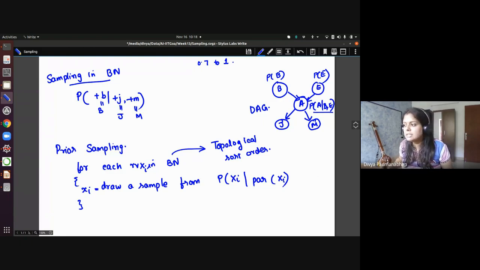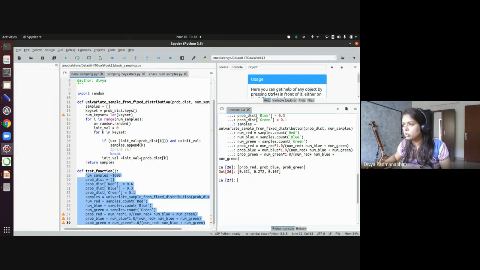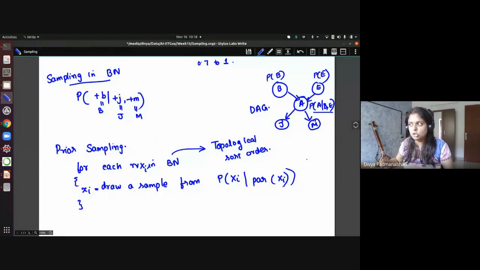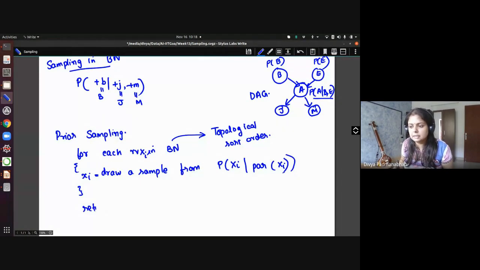What happens here is the parents of Xi are already fixed, because you fixed them in a previous iteration, so you use those values. I've just coded this up for this alarm network, so maybe we could just see that. And this is actually sampling from exactly the joint distribution. Finally, what you're going to get is a sample like this: x1 up to xn. So this is your sample.